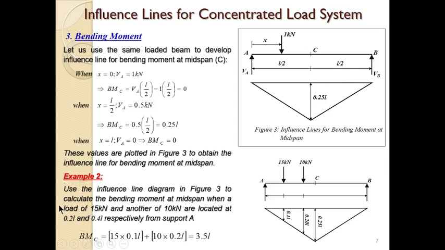So example 2: use the influence line diagram in figure 3 to calculate the bending moment at midpoint when a load of 15 kilonewton and another of 10 kilonewton are located at 0.2 L and 0.4 L respectively from support A. So this is the loading system. We are told that a concentrated load of 15 kilonewton is located at a distance of 0.2 L, and this other load of 10 kilonewton is located at 0.4 L. So from here to here is 0.2, from here to here is 0.2. That means from here to here is 0.4 L.